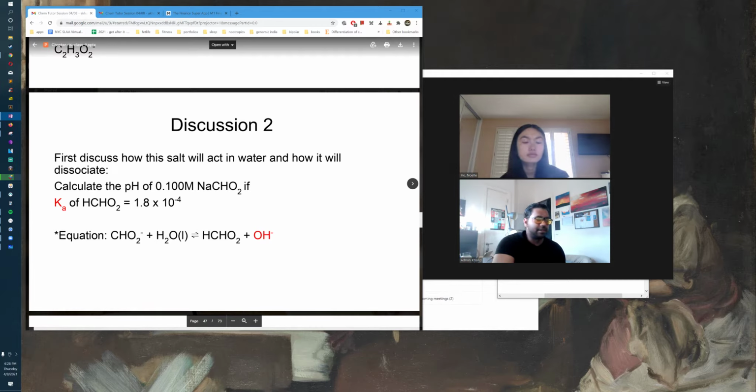H3PO4, phosphoric acid, is a triprotic acid. So it'll break apart: first it'll turn into H2PO4 minus, and then it loses another hydrogen, and it'll be HPO4 2 minus. Then it loses the last one, and it'll just be PO4 3 minus. So that's triprotic right there. And then here's a di.